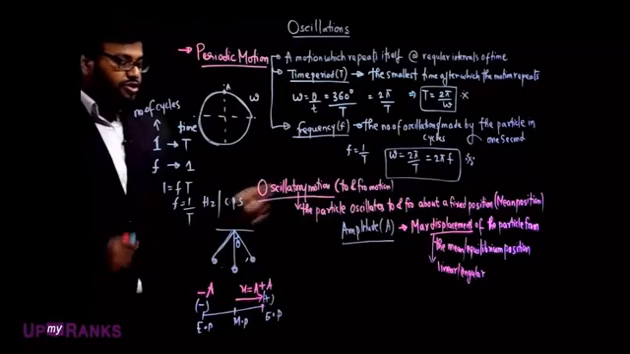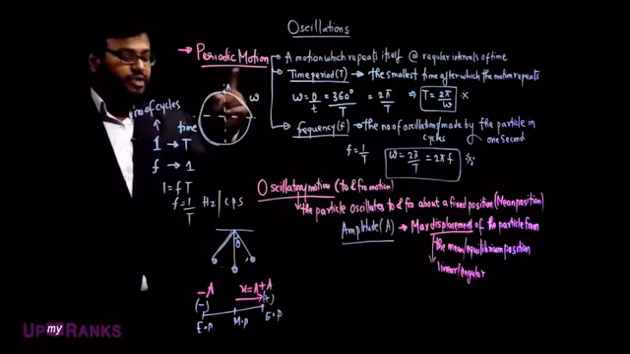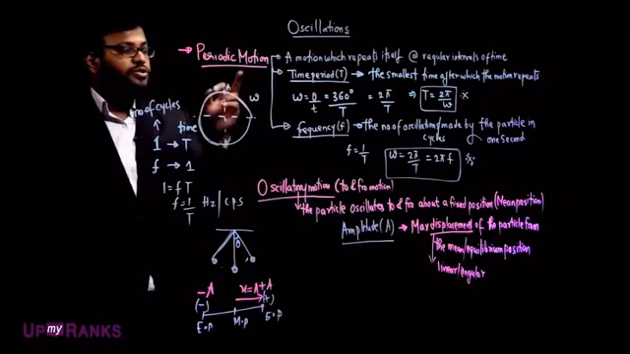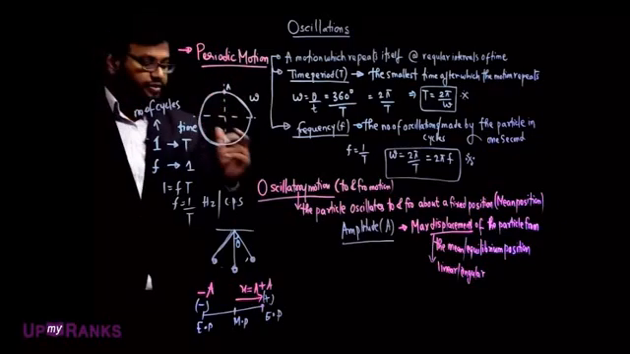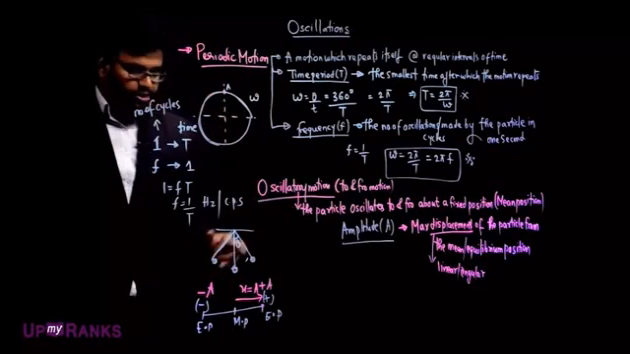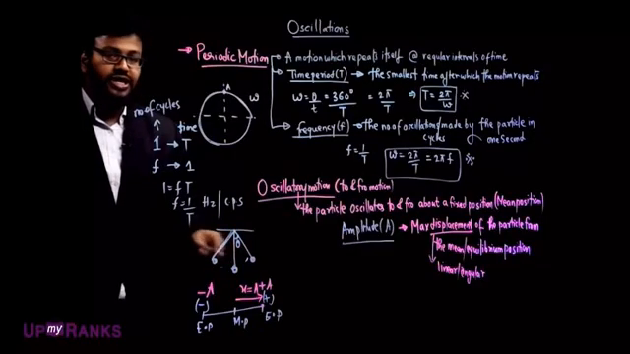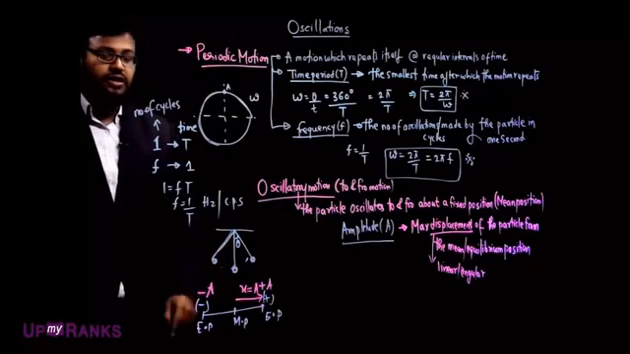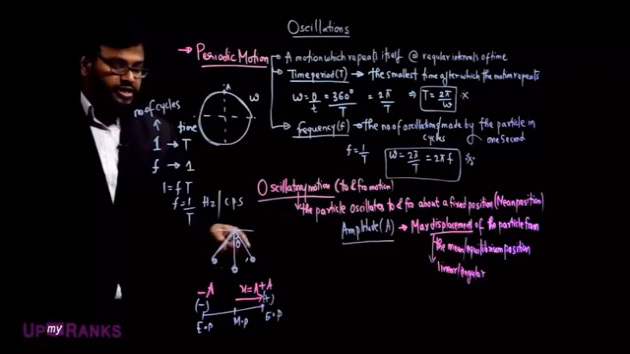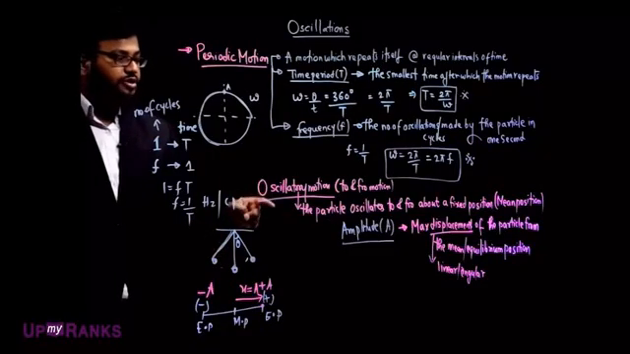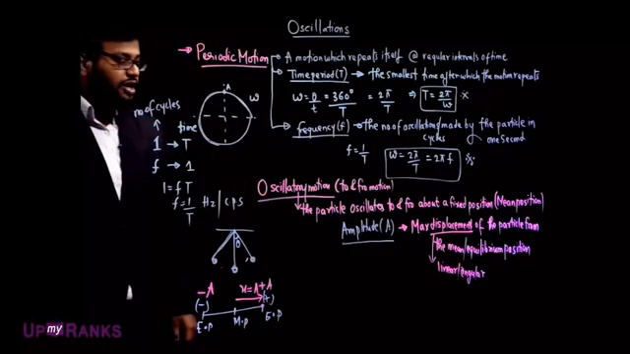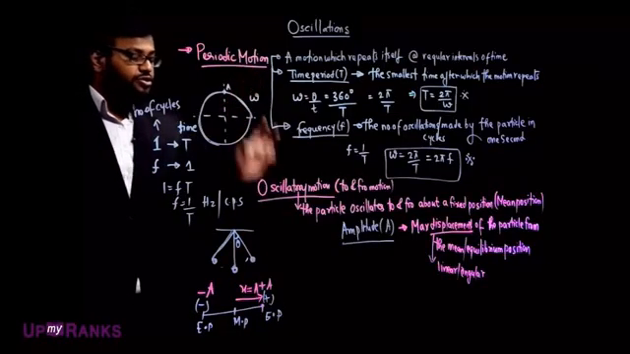All oscillatory motions, no doubt, are periodic. Why are they periodic? What is the definition of periodic motion? A motion which repeats itself at regular intervals of time. In this case also, the pendulum is oscillating and performing the same motion again and again, so it is repeating itself. The pattern generated is being repeated. So oscillatory motion is no doubt periodic motion, but not all periodic motions are oscillatory.